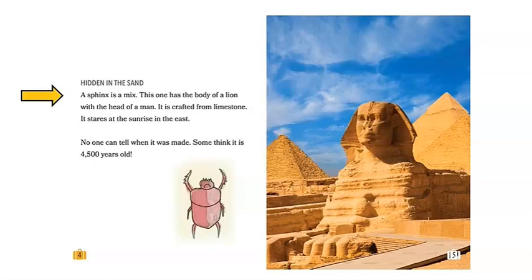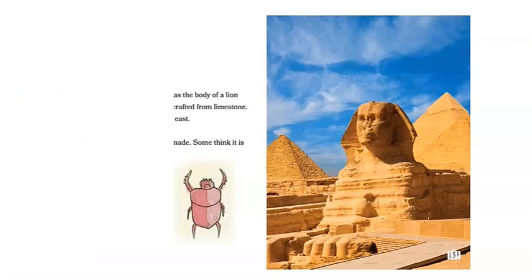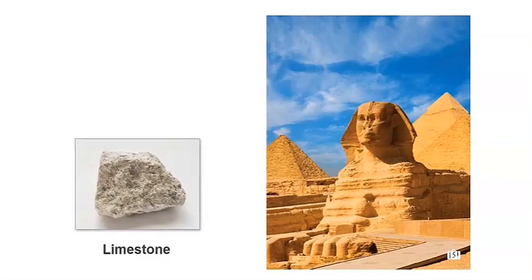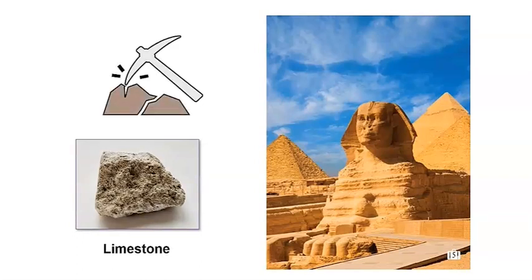Read along with me. A Sphinx is a mix. This one has the body of a lion with the head of a man. It is crafted from limestone. Do you know what limestone is? Limestone is a kind of rock. People carved the Sphinx from the limestone found in the ground, so they made changes to the land. Interesting. Let's read more.